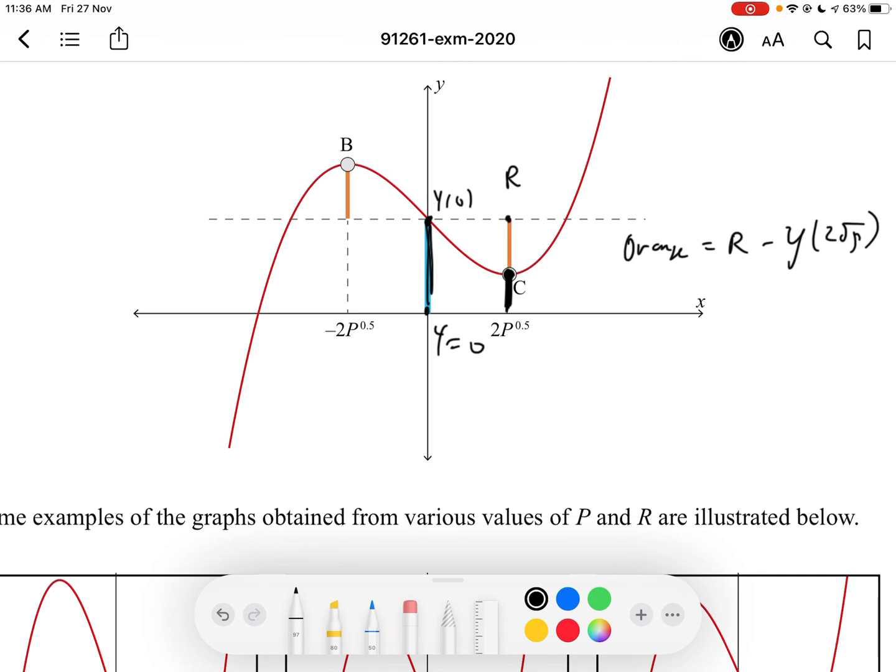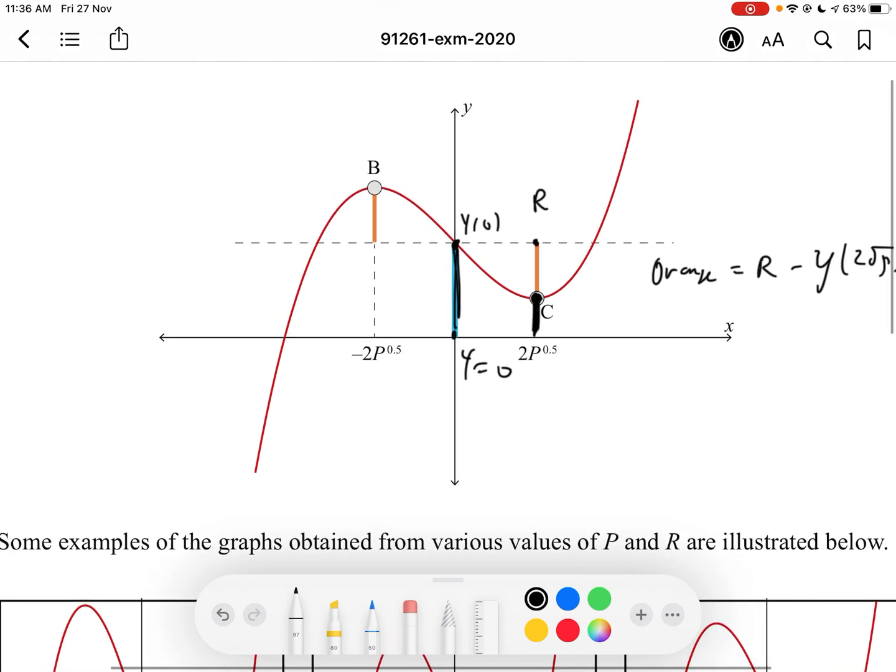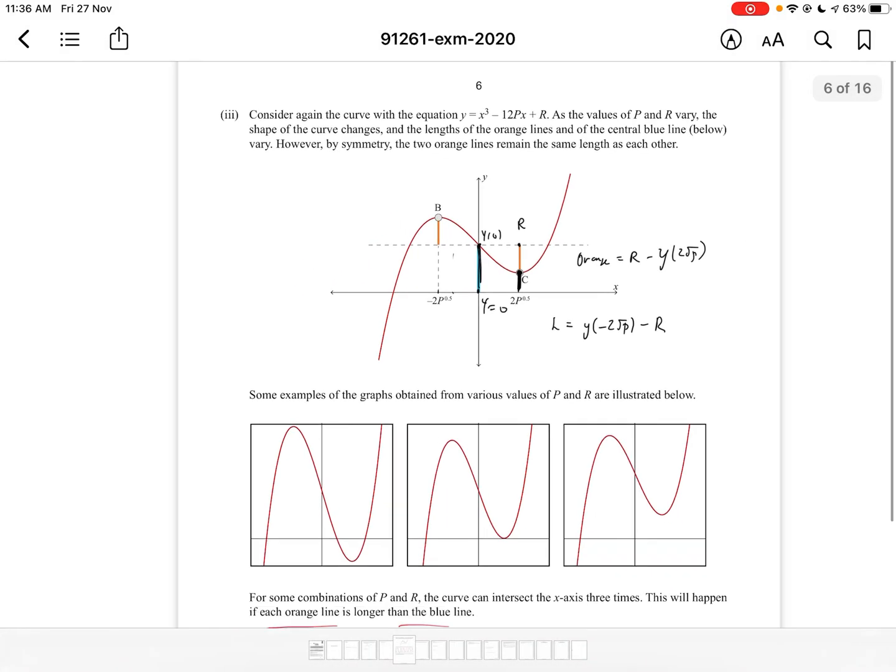And for the left hand side, for point B, it is going to be the length of this entire black line minus r. So in this case, minus this length here, which is r. So for point B, we can say that the length is equal to y of negative 2 root p minus r. Okay, so let's see what those values give us.